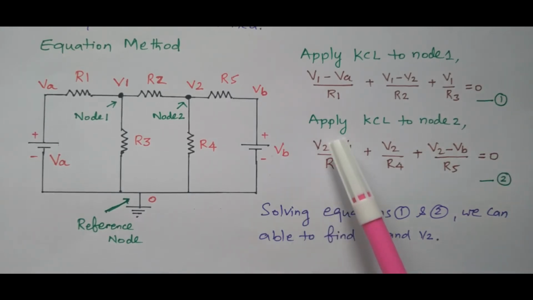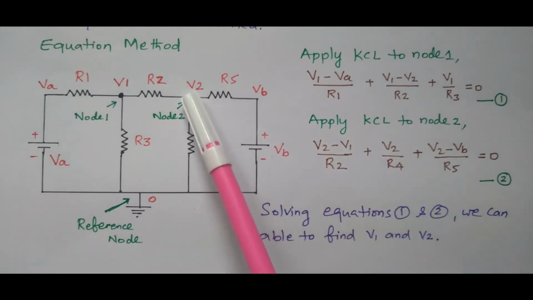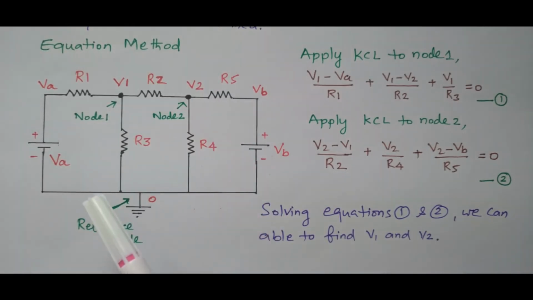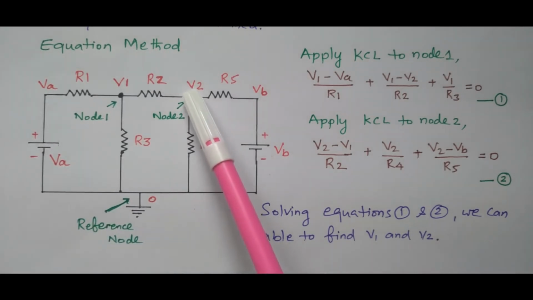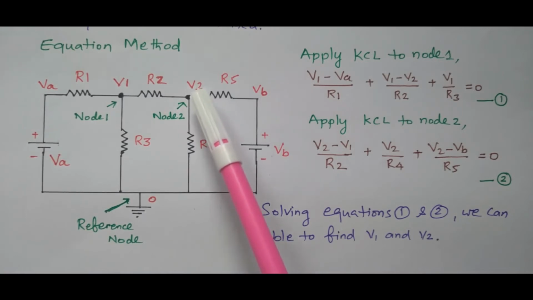Now we can apply Kirchhoff's current law to the second node, node 2. We need a minimum of 2 equations, then only we can find V1 and V2. We need to find 2 parameters, so we need 2 equations. Now we apply Kirchhoff's current law to this node 2, where the voltage is V2.